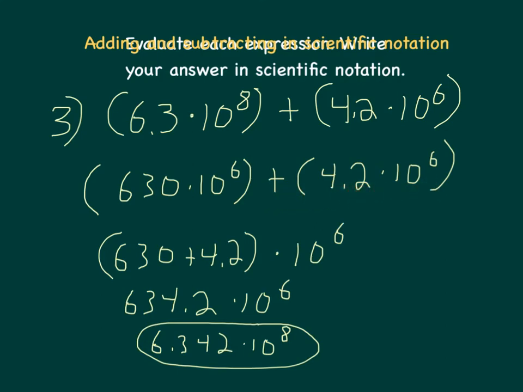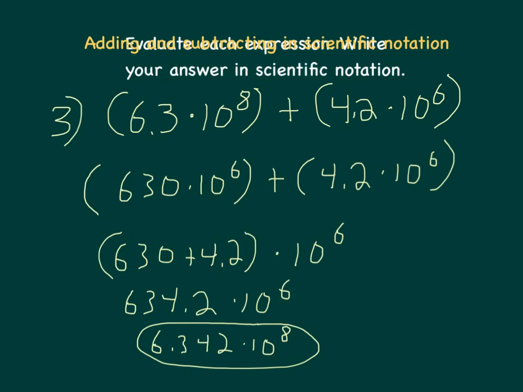We learned distributive before, and if we have the same power being multiplied to both, we can just put the parentheses over here and multiply them both out here. So now I can simplify 630 plus 4.2 real quick. 634.2 times 10 to the 6th comes straight down.